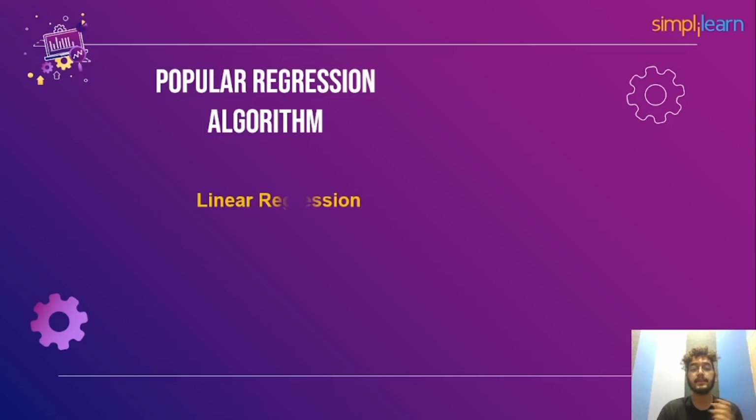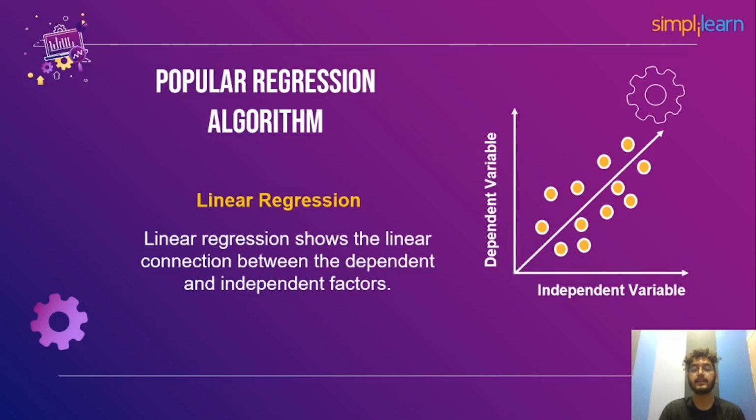The first one is linear regression. Linear regression is one of the most famous and straightforward machine learning algorithms utilized for predictive analysis. Linear regression shows the linear connection between dependent and independent factors. The equation of the line is y equals mx plus b. Here, y stands for the response variable or dependent variable, whereas x is for the predictor variable or independent variable. Here, m is the estimated slope and b is the estimated intercept.